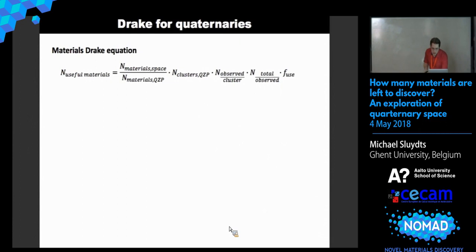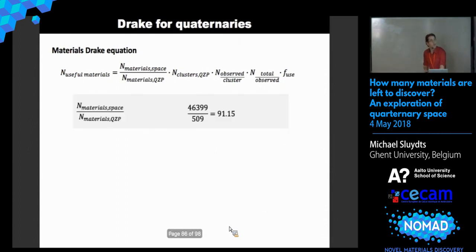Okay, so now we can try to fill in our Drake equation. The first term we estimate by getting the information out of the ICSD. If you look at how many materials there are with decomposition, it gives 46,000 results. This of course includes some duplicates and wrong structures, but it's the best we can do without a lot of analysis. And there are about 509 in this quaternary interface, giving a factor of 90.